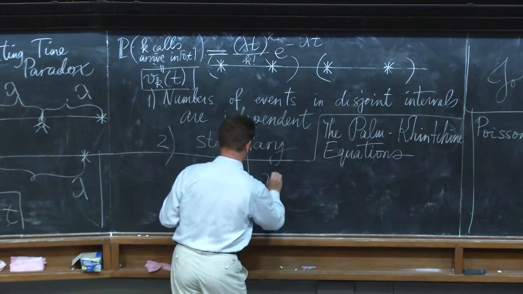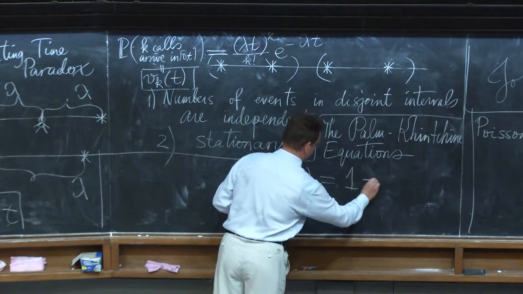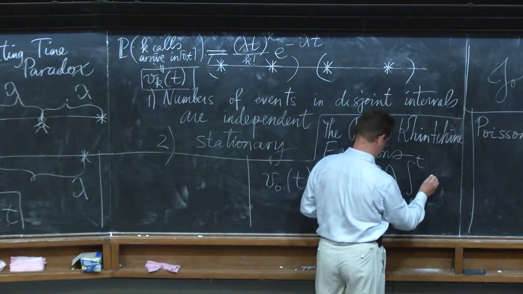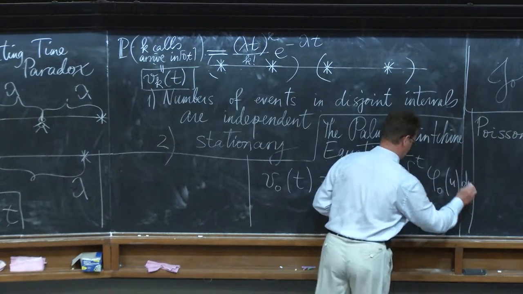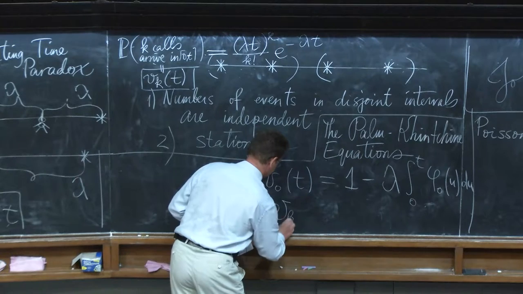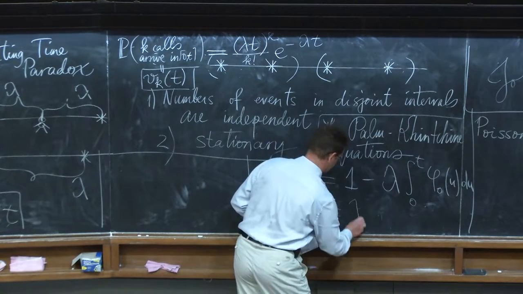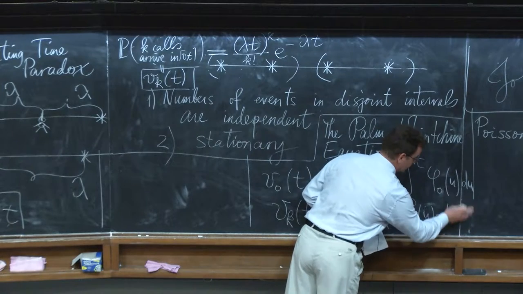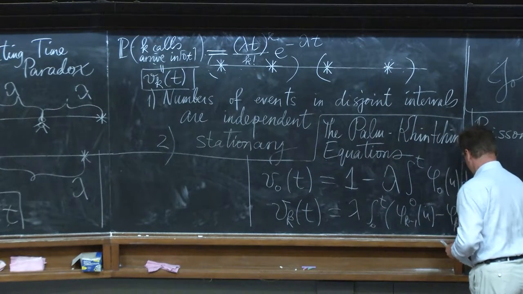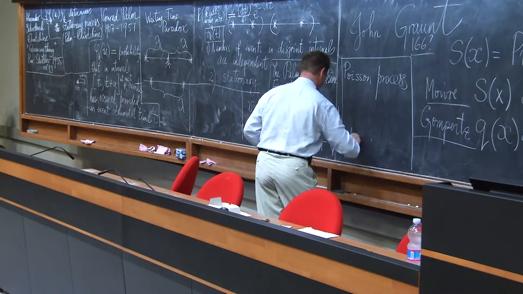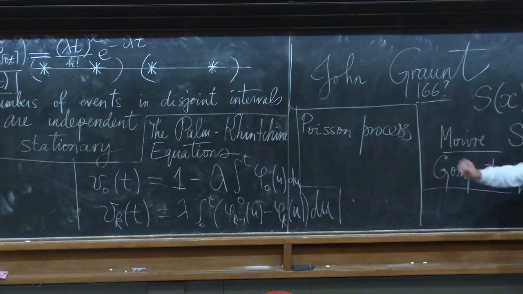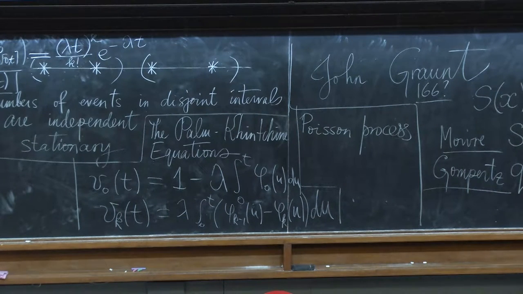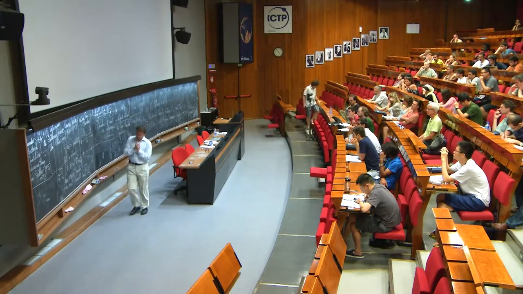which say the following: that v naught of t, well, this is hardly very surprising, the probability of no calls, is found by integrating the conditional probability. It is, in fact, very much to be expected. And then vk of t is just lambda times the integral from 0 to t of phi k minus 1 of u minus phi k of u. I follow the notation of the book by Khinchin, and the proof occupies more or less a page and can also be found in the book of Khinchin, which had this fundamental importance for the development of the theory of point processes.